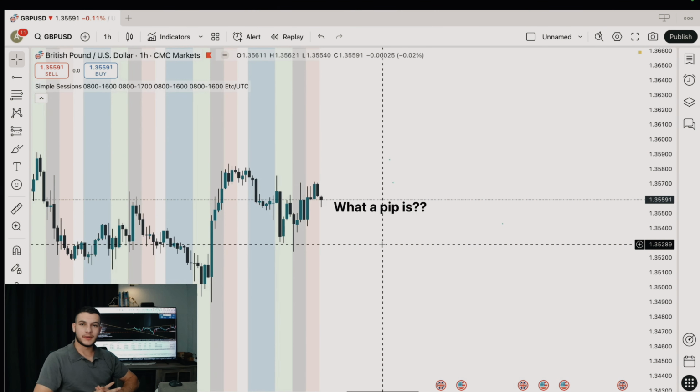What exactly is a pip? A pip is the smallest unit of movement in the price of a currency pair, and for most pairs it's measured in the fourth decimal place, while for yen pairs it's measured in the second decimal place. In simple terms, a pip shows us how much the market has moved.